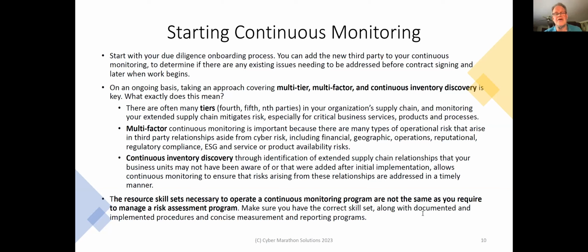The third parties that your third parties are using, your subcontractors, the fourth and fifth parties, they change over time. Companies come and companies go. They go out of business. Your third party may migrate from one supplier to another supplier. You need to be aware of that because it does have potential risk to you, and you should have visibility. And one of the ways you can obtain that is through continuous monitoring. And then again, the skill sets that you use for continuous monitoring are not the same skill sets you use for risk assessment. And that's something that you really should think about.